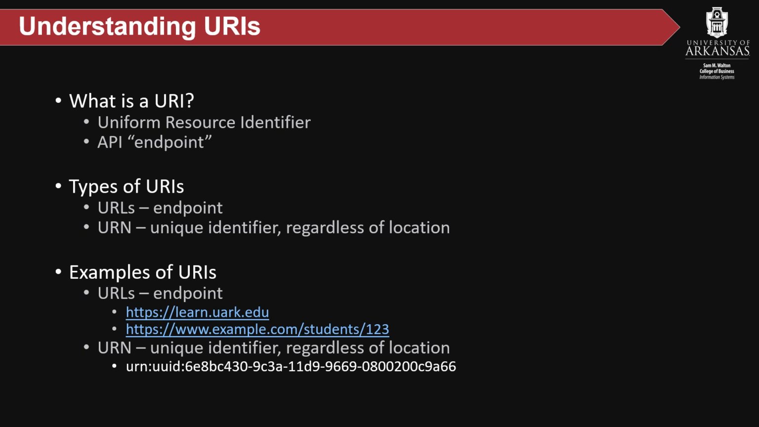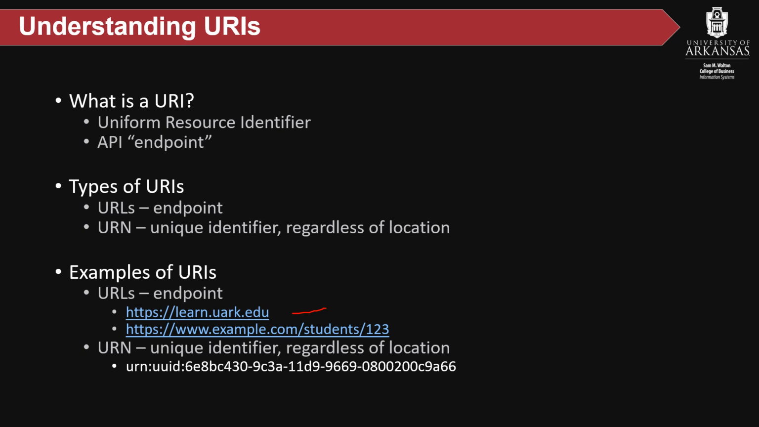A URL is what you commonly see in your web browser, like this example here, https://learn.uark.edu. URNs are used less frequently, but they serve as a unique identifier for a resource regardless of its location. Here's a couple of other examples for URIs.